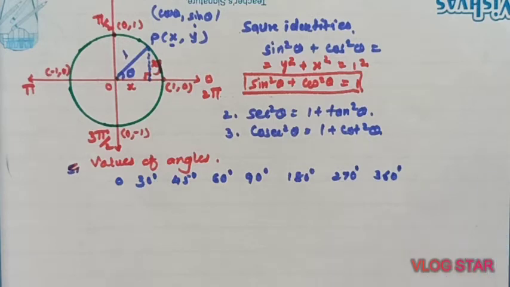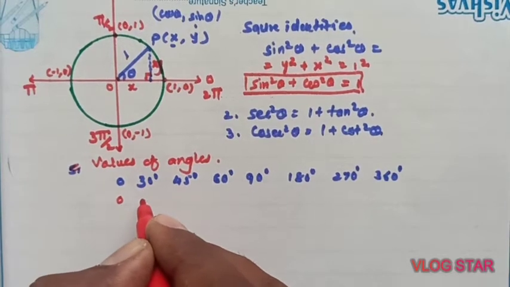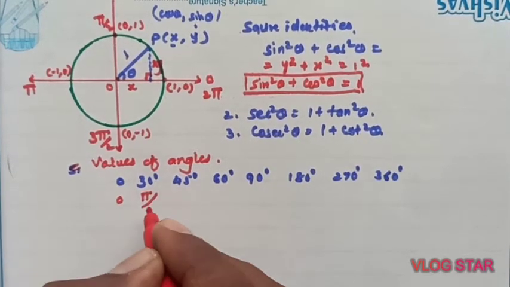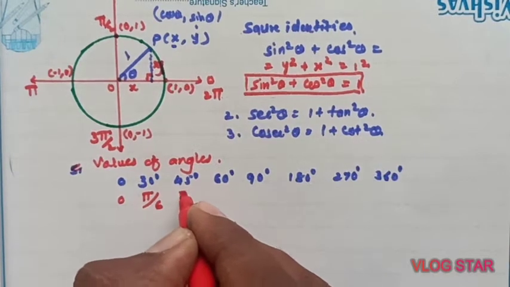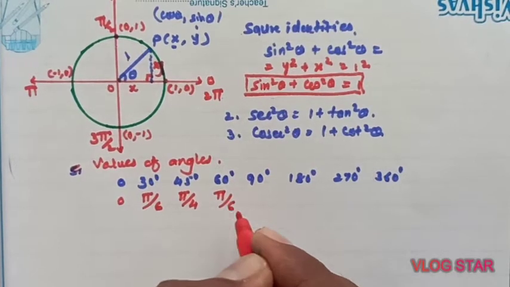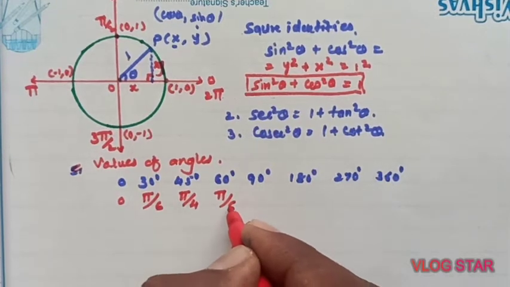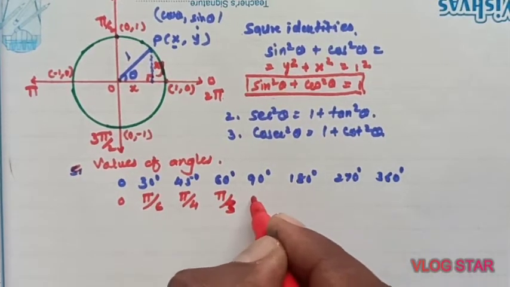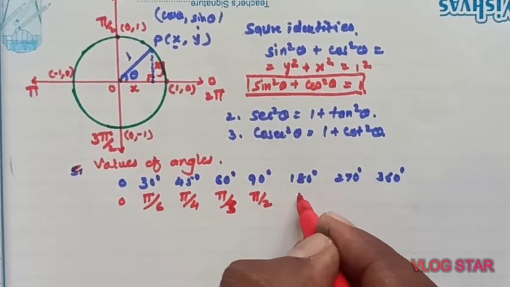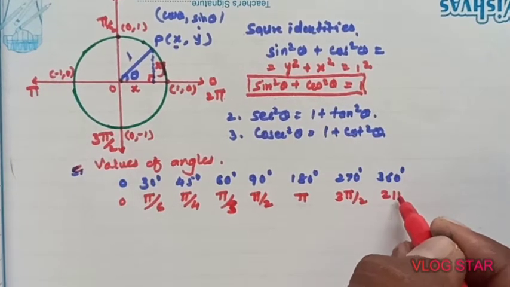We can continue with the second rotation, third rotation and fourth rotation, and so on. What are the respective angles in radians? 0 is equivalent to 0. 30 means 180 divided by 6, so pi by 6. 45 is 180 divided by 4, so pi by 4. Sorry, this is pi by 3. This is pi by 2. This is pi. This is 3 times pi by 2 and this is 2 pi.